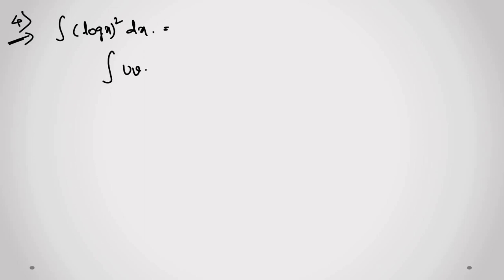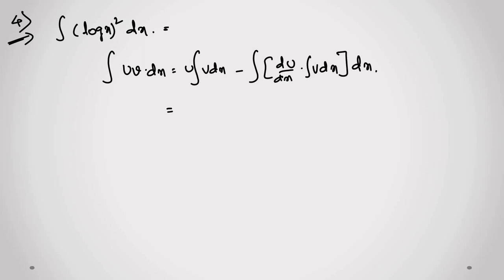Integral of u v dx is equal to u times integral of v dx minus integral of d by dx of u into integral of v dx, into dx. Here we are given u, but v is not there. So here we have to take 1, and we have to do the solution that way. So v is equal to 1 I will take.